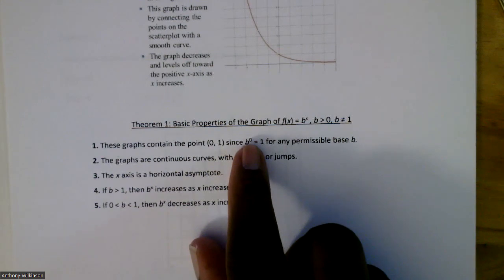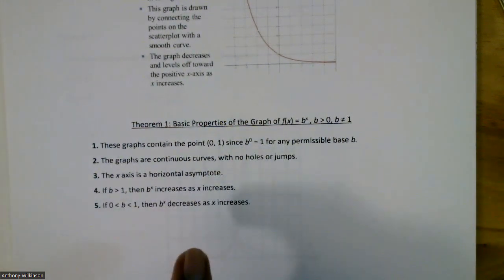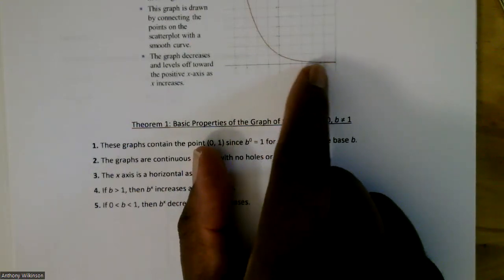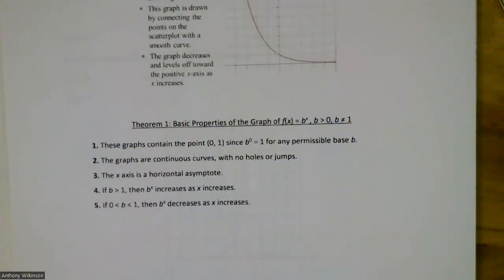So when you replace your x with 0 here, b to the 0, with the exception of 0 itself, is going to equal 1. And the graphs are continuous curves. They have no holes in them, and there are no jumps or breaks in the curve. They're always going to be continuous. The x-axis is always going to be the horizontal asymptote, because as you can see here, the graph gets closer and closer to the horizontal asymptote. If b is greater than 1, then b to the x increases as x increases. And if b is between 0 and 1, then b to the x decreases as you let x increase.